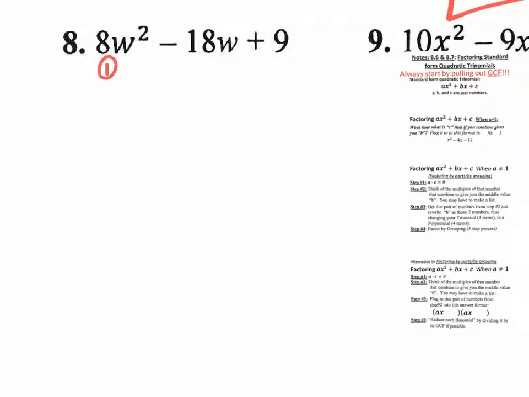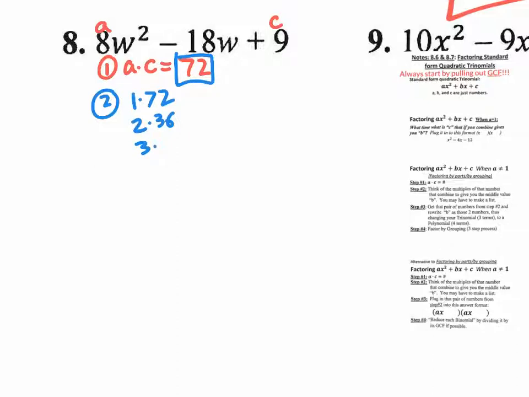Step 1 is to multiply A times C. A is 8, C is 9, 72 is our answer. Now I need to make a multiplication list to get 72. 1 times 72, 2 times 36, 3 times something give us 72. Anybody have a calculator? And to figure out with the calculator, go 72 divided by 3 and you get 24. Okay, so 3 times 24 is 72.